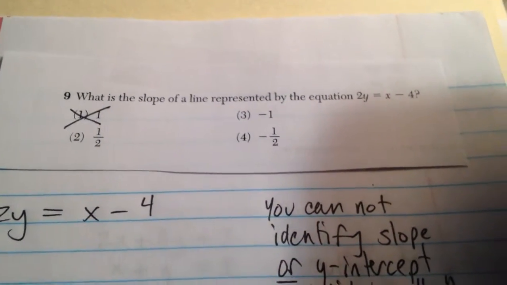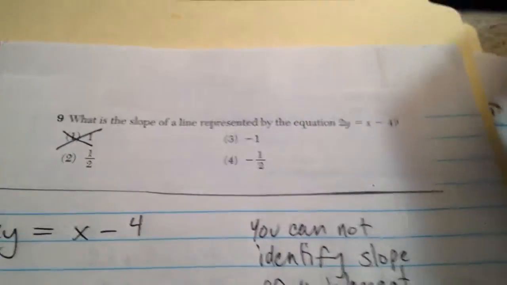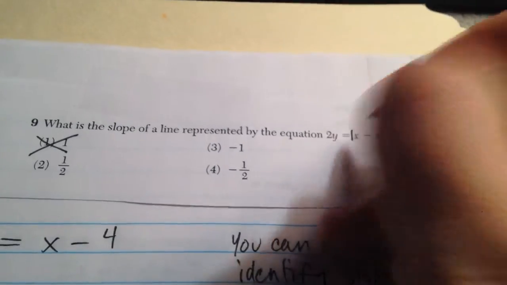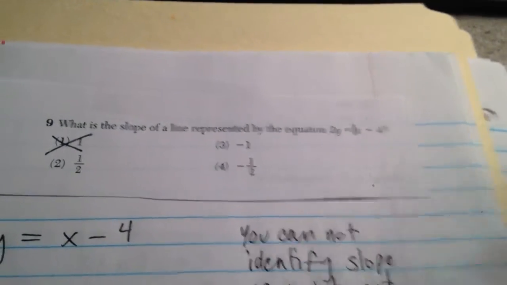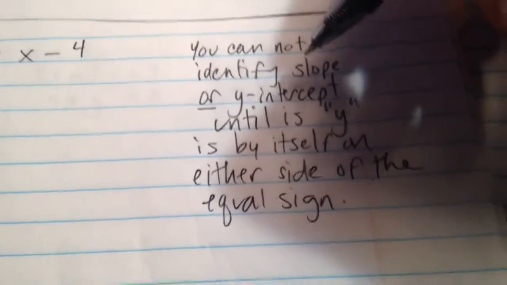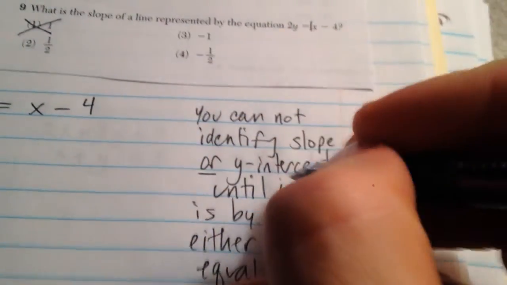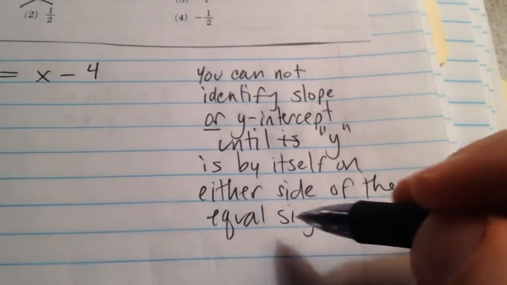And number 9, they ask you what is the slope of a line represented by the equation 2y equals x minus 4. The coefficient of x in this case is 1. They want you to choose that. But remember, you cannot identify slope or y-intercept until y is by itself on either side of the equal sign.